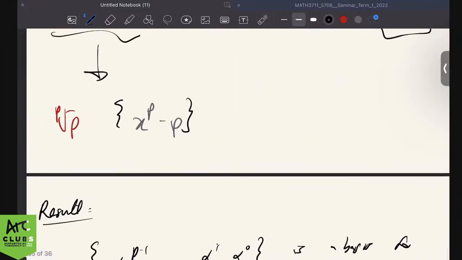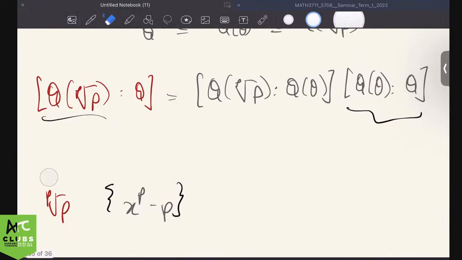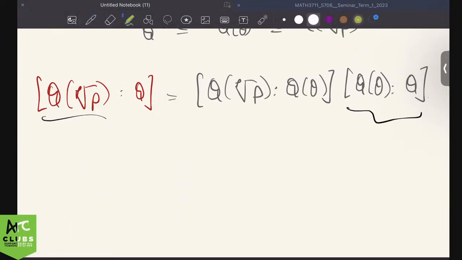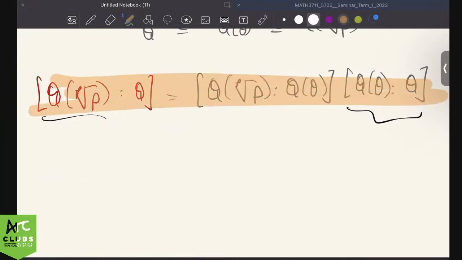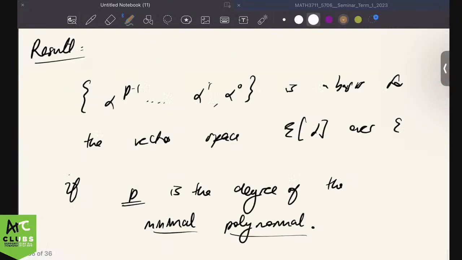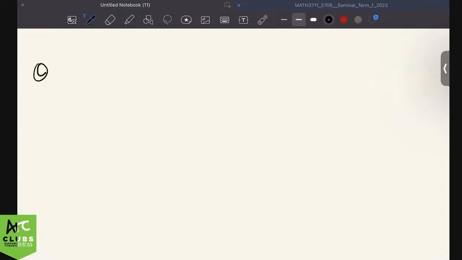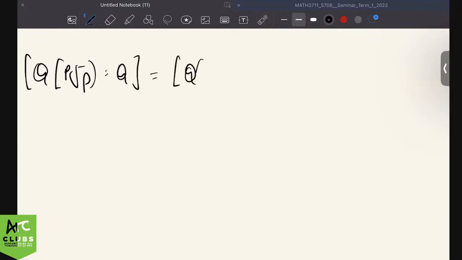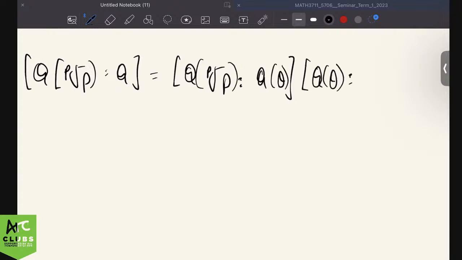Okay, let me skip this page. It's going to look a bit messy. But yeah, let me just highlight this. We'll come back to this later. Actually, I'll rewrite it. Okay, so we're trying to show that x^p minus p is minimal, by showing it's irreducible.